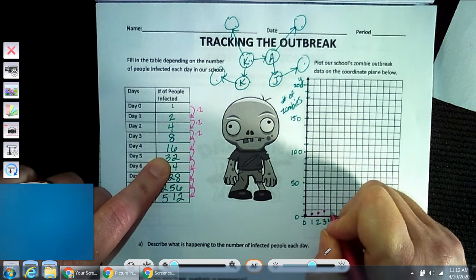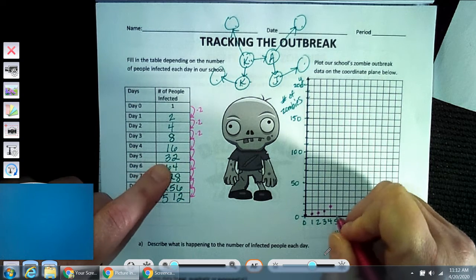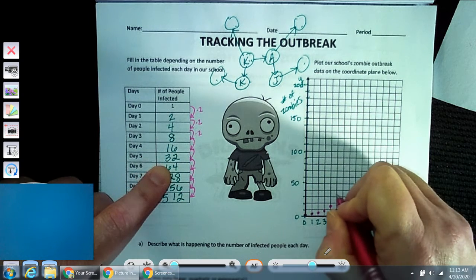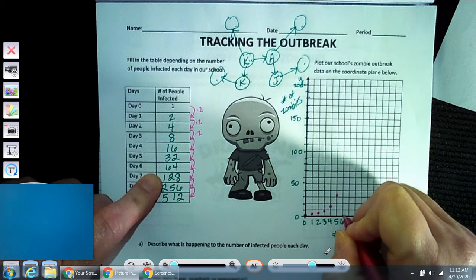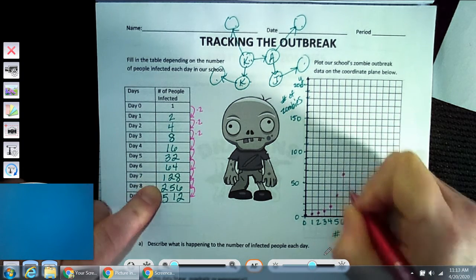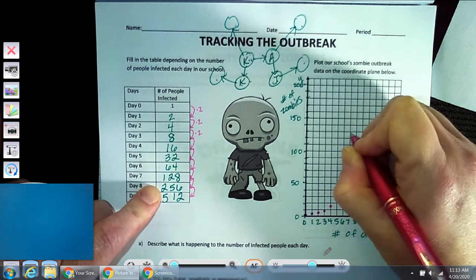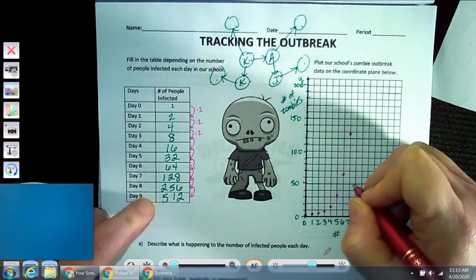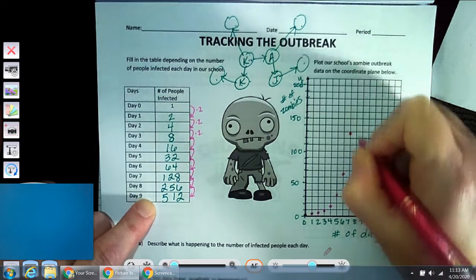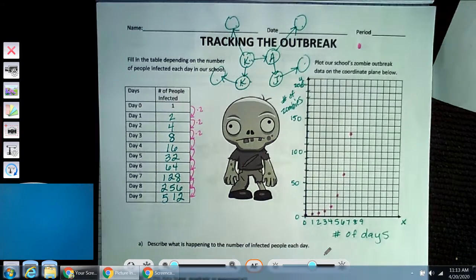Day 4 goes to 16. Day 5, we have 32. Day 6, we have 64. Day 7, we jump to 128. And day 8, we're off the chart. 256 would be somewhere up here.